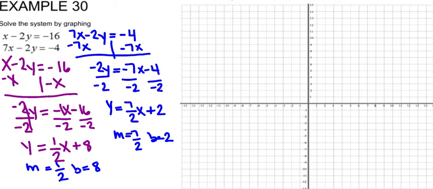I'm going to graph the first equation. When I graph, I always begin on the y-intercept, which in this case is 8. So put a point on 8. And my slope is 1/2, so I'm going to go up 1 to the right 2. And just to extend the line, I'm going to go down 1 to the left 2.